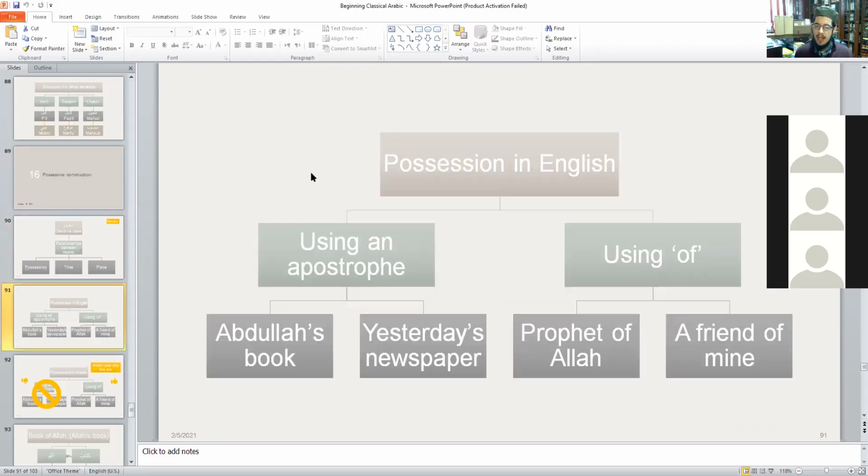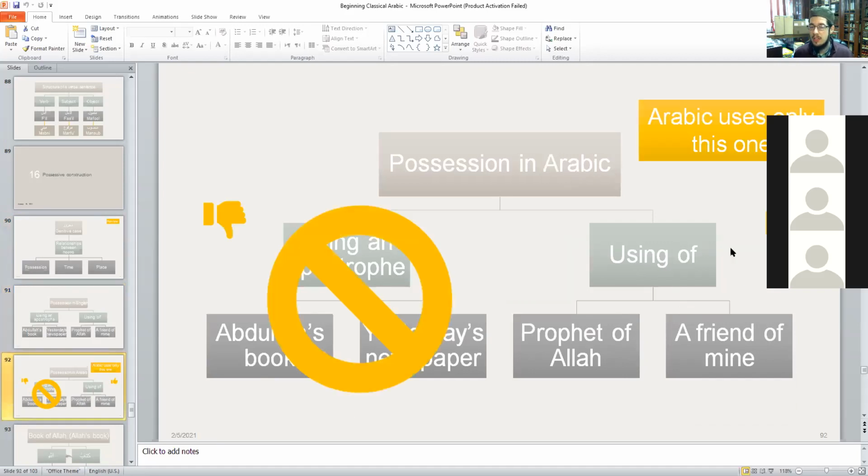Okay. We said that in English, possession is communicated in two ways. First, using an apostrophe. This is the most common. Abdullah's book, yesterday's newspaper. And then the second way is to use the word of, the Prophet of Allah, sallallahu alaihi wasallam, a friend of mine. And so in Arabic, literally, we're going to use the second pattern, almost 100% translated from English, using of. We are never going to use anything that resembles the apostrophe construction.